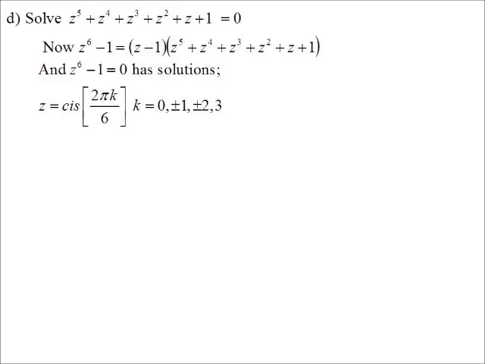All right, roots of unity. Again, I've put it in conjugate idea. I've gone 0, plus or minus 1, plus or minus 2. Then I just need one more, so I went 3.